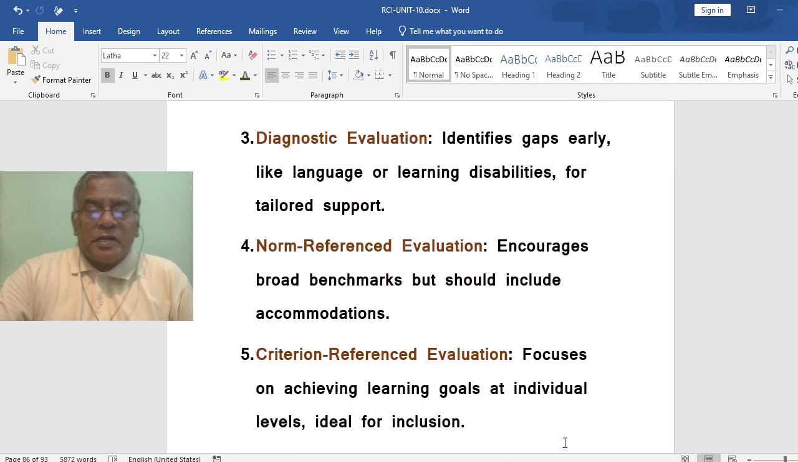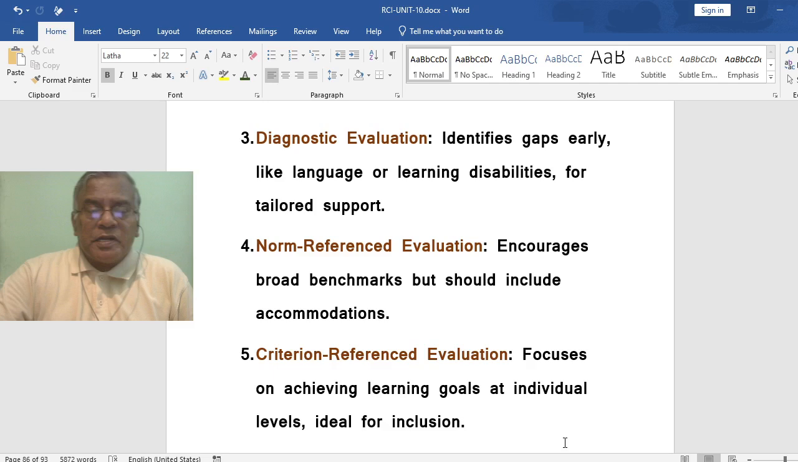The diagnostic evaluation. It identifies gaps early, like language or learning disabilities, for tailored support. In other words, material or the content according to the need, according to the level of the student. Tailored support, that is a diagnostic evaluation.